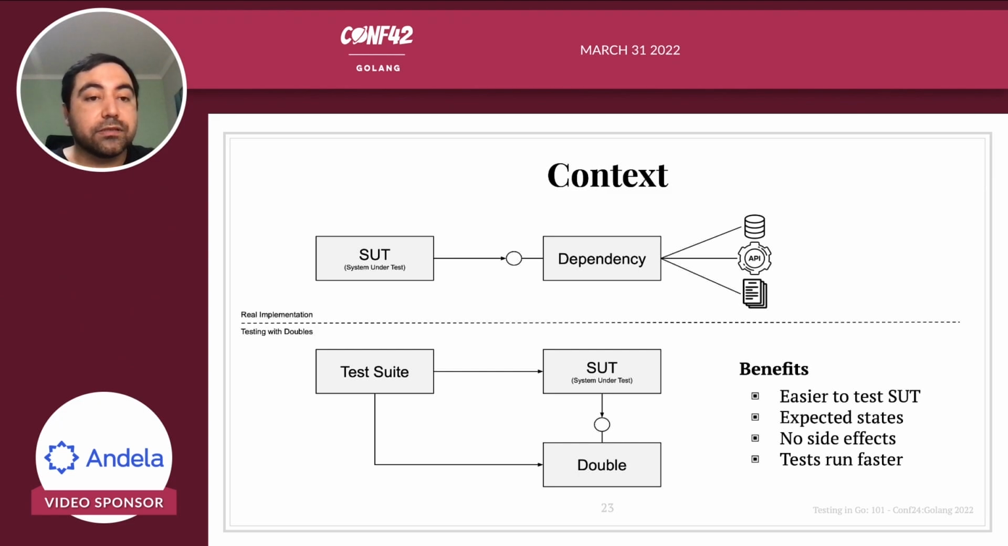What are the benefits of this approach? It will be easier to test the system under test. We can trust in expected states because the test suite defines the state of the double. There will be no side effects. We can create, we can delete, we can run the test suite 100 times, and there will be no side effects on the real systems. And finally, the tests will run faster because all of the dependencies will be controlled inside the test suite.